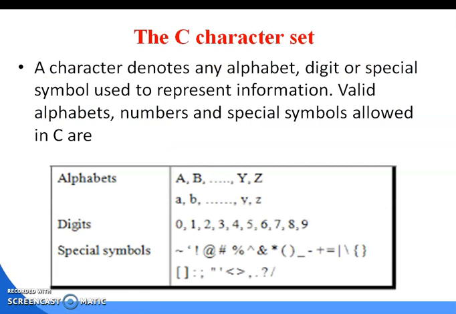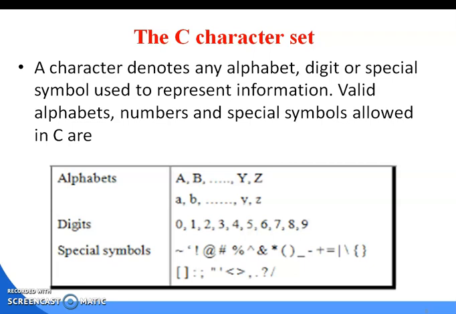Next we come to the C character set. Like in normal human-readable language, there are a number of characters used. In the C language also, there are a number of characters used. So let's look at what characters are used in the C language.